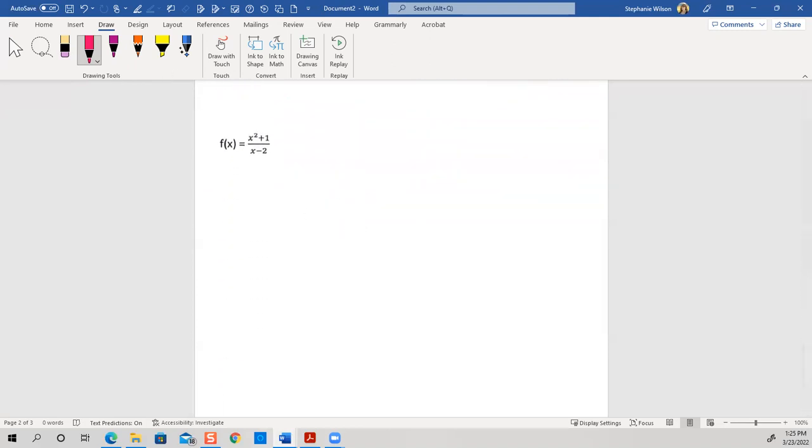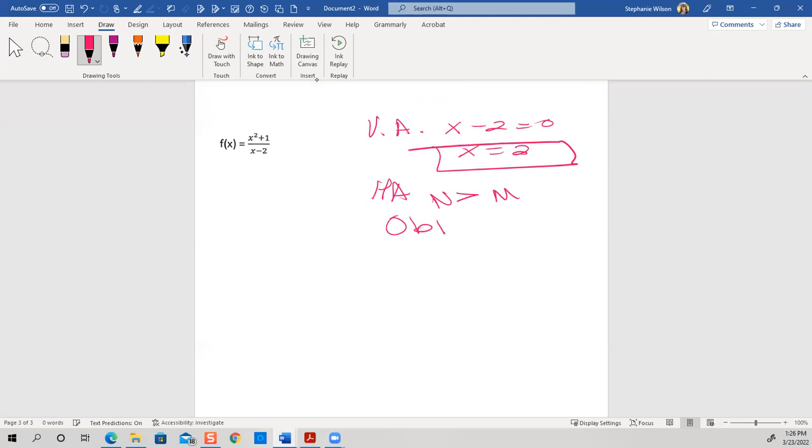Now let's do our last one. All right, so again, let's find the vertical asymptote. When we find it, we look at the denominator, set it equal to 0, solve. That gives me my vertical asymptote. My horizontal asymptote, we look at the power in the numerator, and it's greater than the power in the denominator. So this means it's an oblique asymptote. All right. Now, to figure out what the oblique asymptote is, we're going to use long division.